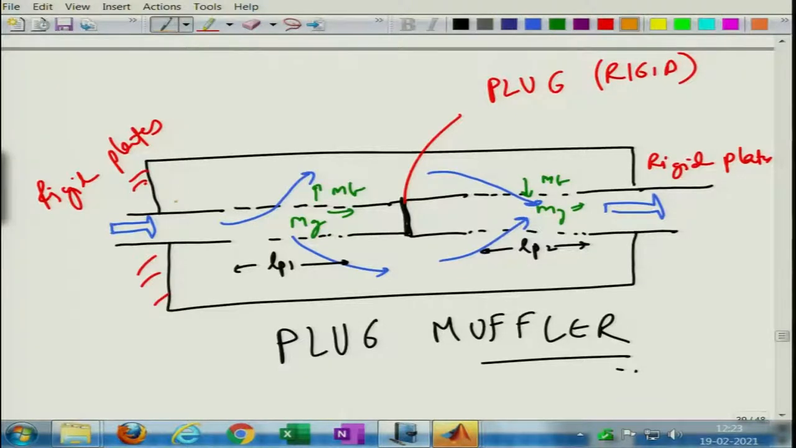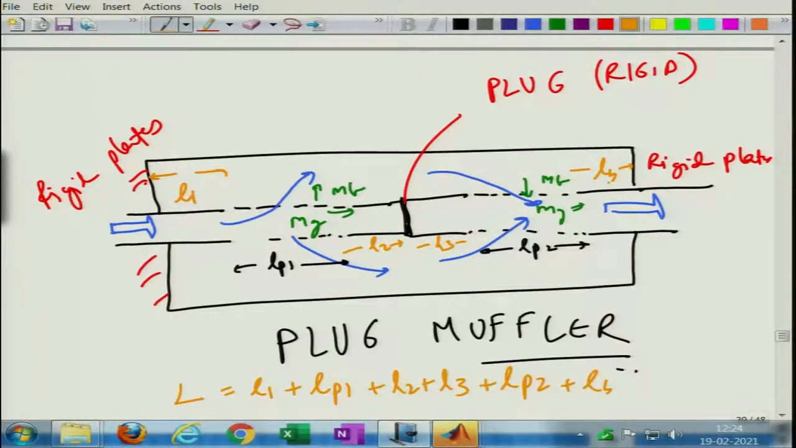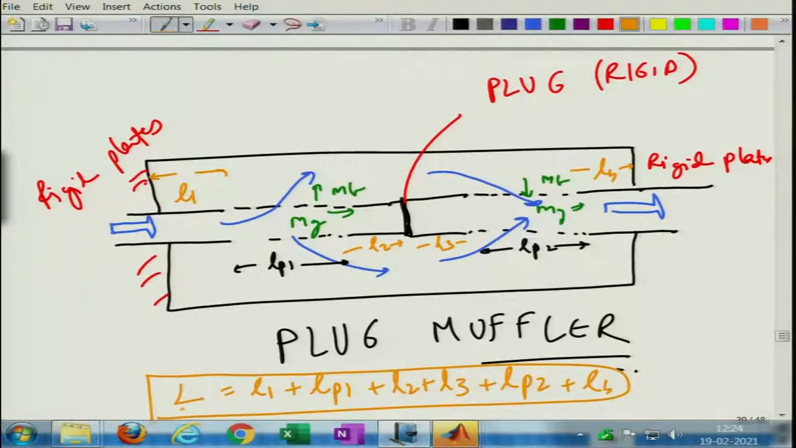Let me use some other color. So, this is L1, this is L2, this is L3, this is L4. The net or complete length of the chamber will be capital L equal to L1 plus LP1 plus L2 plus L3 plus LP2 plus L4. And if we consider this as the chamber diameter D1, this is D, this is D naught. We of course neglect the thickness here, but you can actually consider the thickness of the plug to be T, you can say TP.